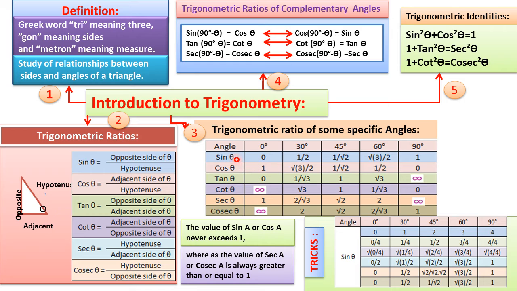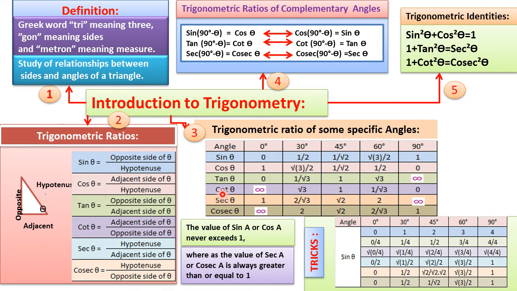And once we know sin and cos values, then you know that tan theta is nothing but sin theta by cos theta. So just divide these two. 0 by 1 is 0, 1 by 2 divided by root 3 by 2 is 1 by root 3, the 2s get cancelled, and 1 by root 2 divided by 1 by root 2 gives me 1, root 3 by 2 divided by 1 by 2 gives me root 3, and 1 by 0 is infinity.